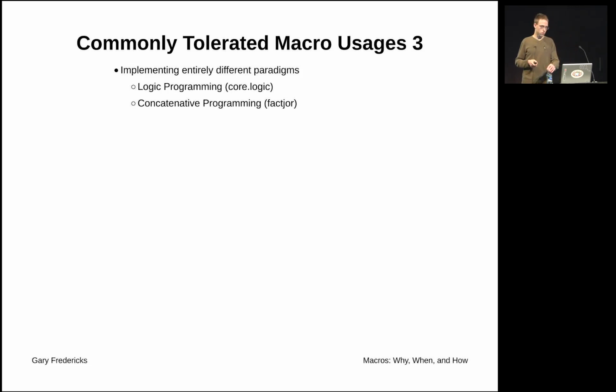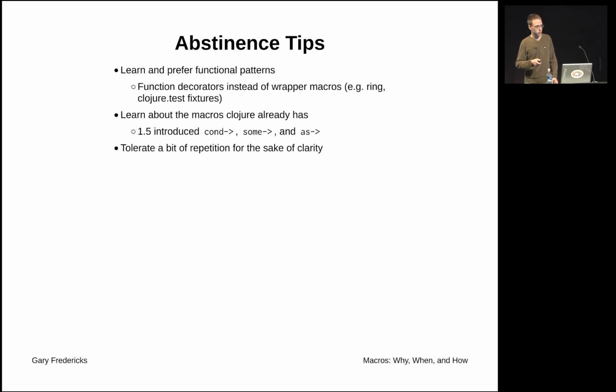So ideas for not writing macros. I think mostly this just boils down to learning functional patterns. There's lots of interesting ways to do things with higher order functions. There are other functional languages that don't have macros and they somehow manage.